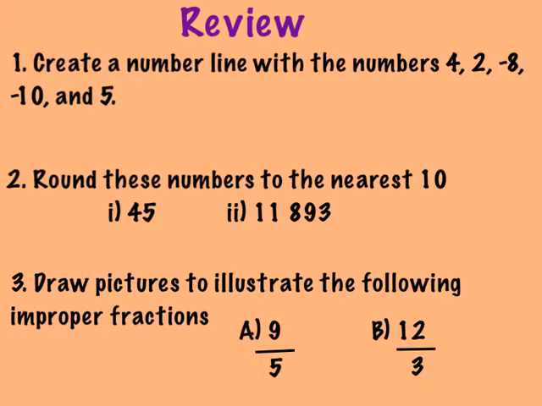And that brings us to the review. I know we haven't done rounding yet, but you have a Maths Mansion to watch for that. So, number 1, create a number line with the numbers 4, 2, -8, -10, and 5. Number 2, round these numbers to the nearest 10: 45 and 11,893. And I would just jot those down, and then you can do that after you watch Maths Mansion. And 3, draw pictures to illustrate the following improper fractions. A is 9/5 and B is 12/3. So pause the video here to do number 1 and 3, and when you come back, I'll send you to the Maths Mansion.